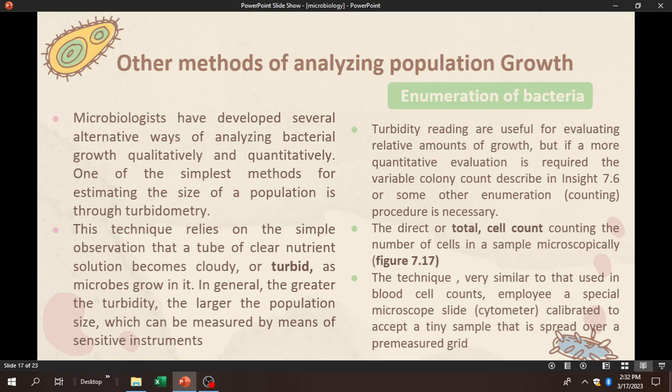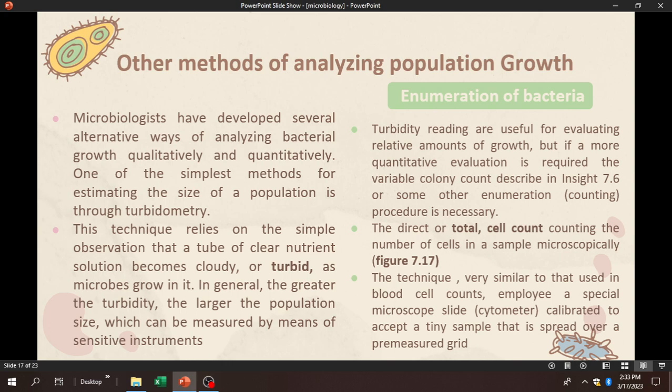Other methods of analyzing population growth. Microbiologists have developed several alternative ways of analyzing bacterial growth qualitatively and quantitatively. One of the simplest methods for estimating the size of a population is through turbidometry. This technique relies on the simple observation that a tube of clear nutrient solution becomes cloudy or turbid as microbes grow in it. In general, the greater the turbidity, the larger the population size, which can be measured by means of sensitive instruments.